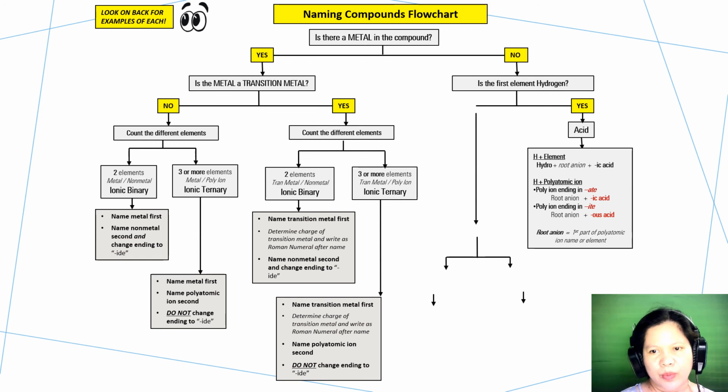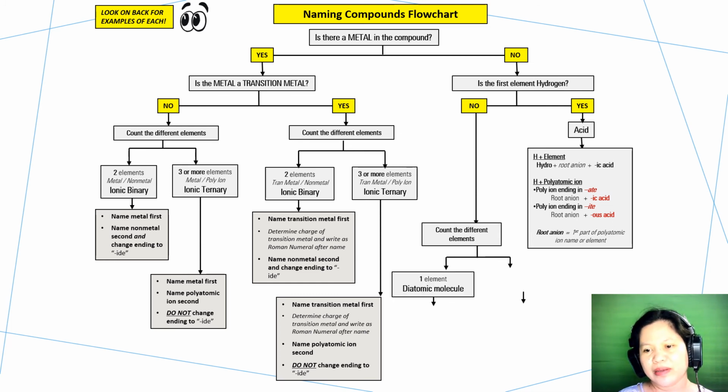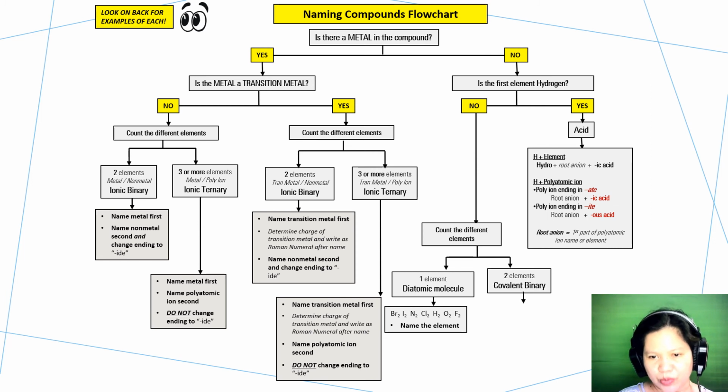So, what about if there is no hydrogen present? Ang sunod na tanong mo ay, count the different elements. So, pag isa lang, that will be diatomic molecule. Halimbawa, we have only 7 diatomic molecules. Remember that? 7 lang sila. Bromine 2, iodine 2, nitrogen 2, chlorine 2, hydrogen 2, oxygen 2, and fluorine 2.